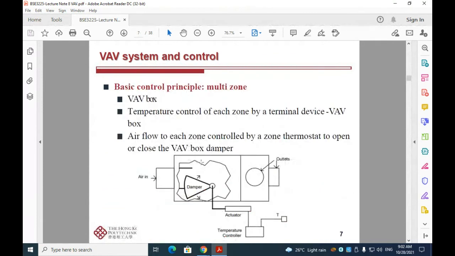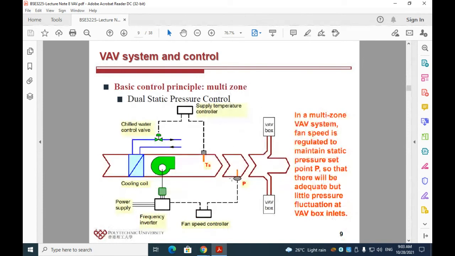So you can see that in controlling the single VAV system, what we do is we control the position of the damper. However, when you control the position of the damper, you are actually adding resistance to the duct. So there might be a scenario where the resistance of the duct is too large that the airflow rate of a single VAV box can be zero sometimes.